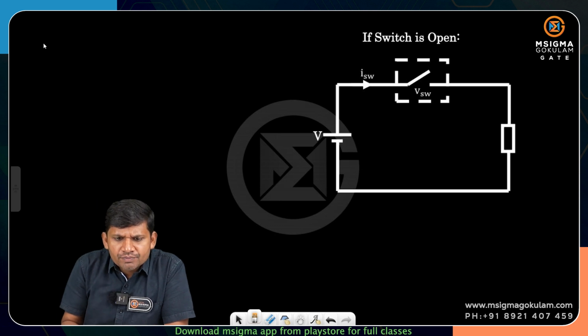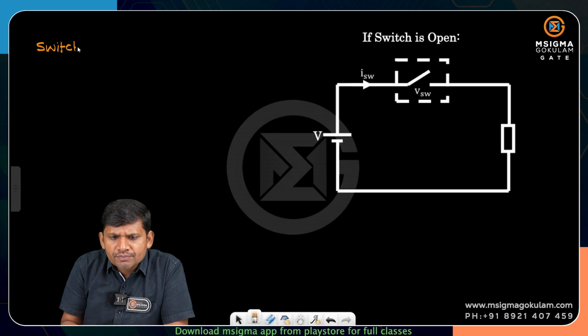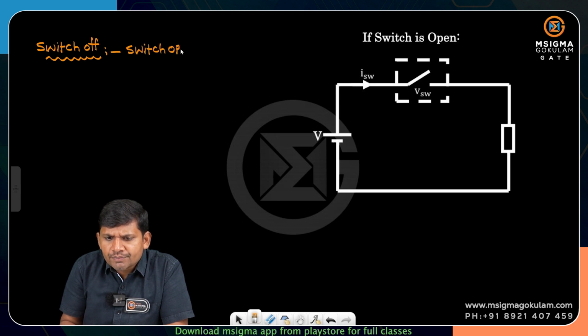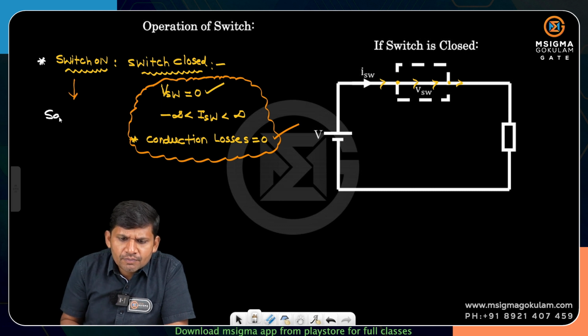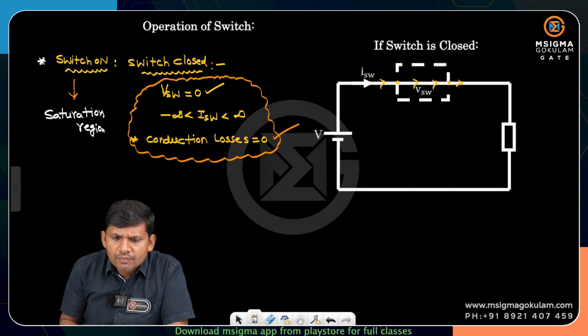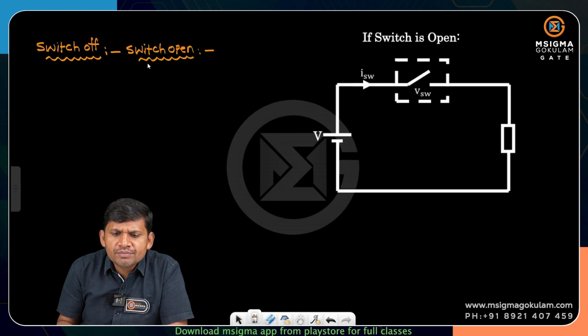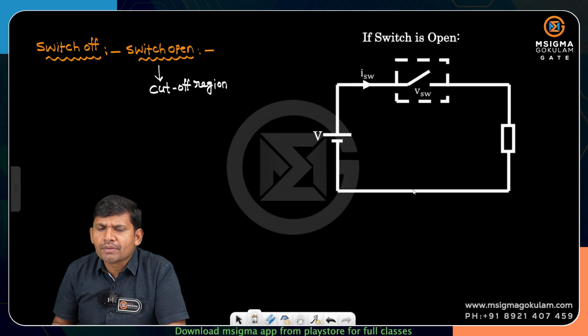Switch off state means the switch is open. I told you already, switch on means the switch is operating in the saturation region. And switch open means it is operating in the cutoff region. Okay, this is the equivalent.